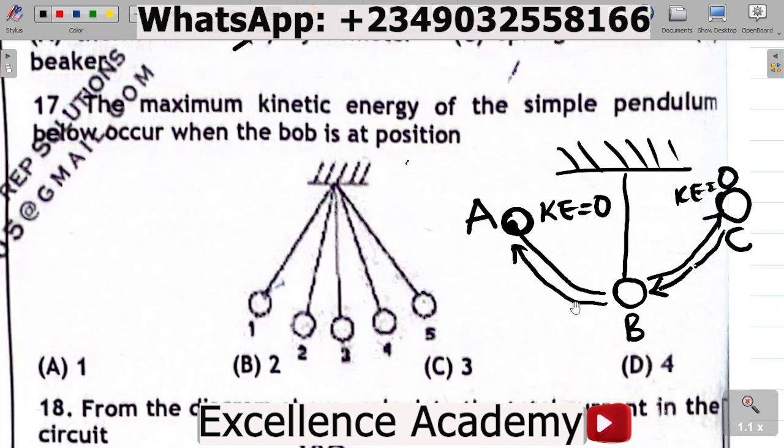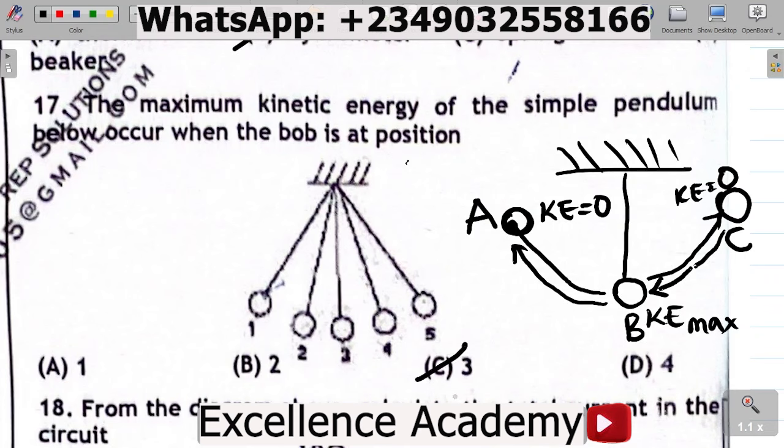But B is the point from which it swings to A, and then from A, it stops, comes back to B, and from B, it goes to C. In essence, B is the point that changes the direction from A to C. So this is where kinetic energy is maximum. So at B, kinetic energy is maximum. So the maximum is at the center there, which is 3. So for question number 17, the correct answer is option C, which is 3.